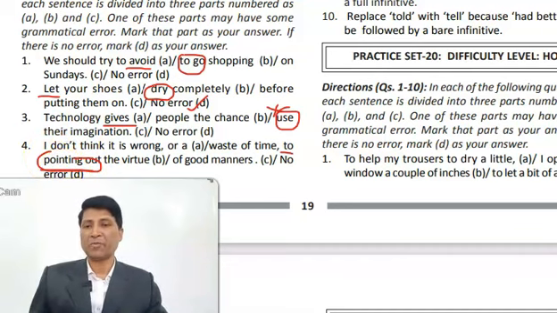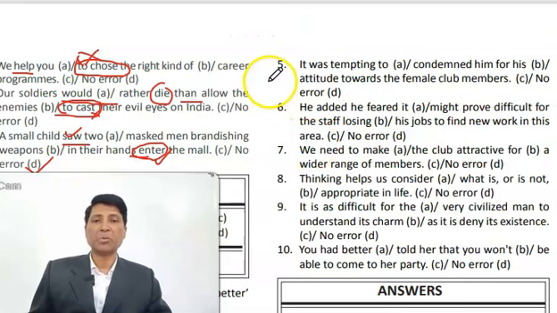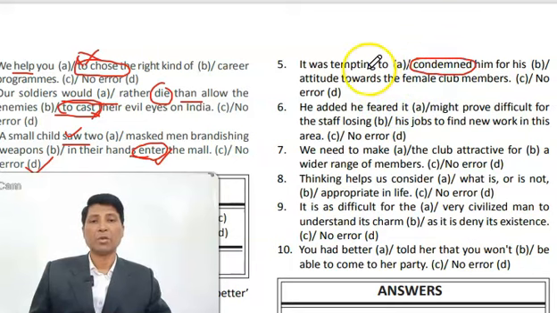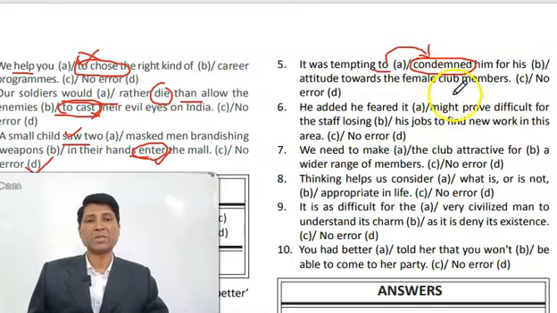Moving on to question number 5. It was tempting to condemn him for his attitude towards the female club members. The problem is here. You can see it is preceded by the word to. This to is a particle and this verb should be the basic form. So in place of condemned, it should be condemn.